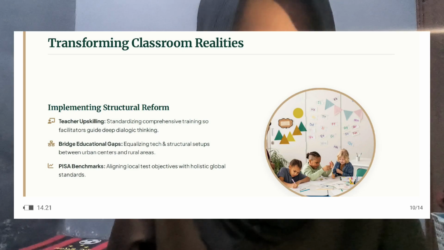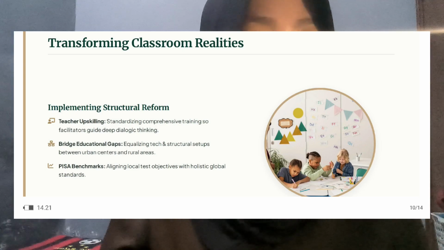From my point of view, transitioning to a deep learning-based curriculum is exactly what Indonesia needs to escape the trap of superficial education. However, we cannot just change the curriculum on paper. The government must prioritize massive teacher training programs. A curriculum is only as good as the teacher who delivers it.